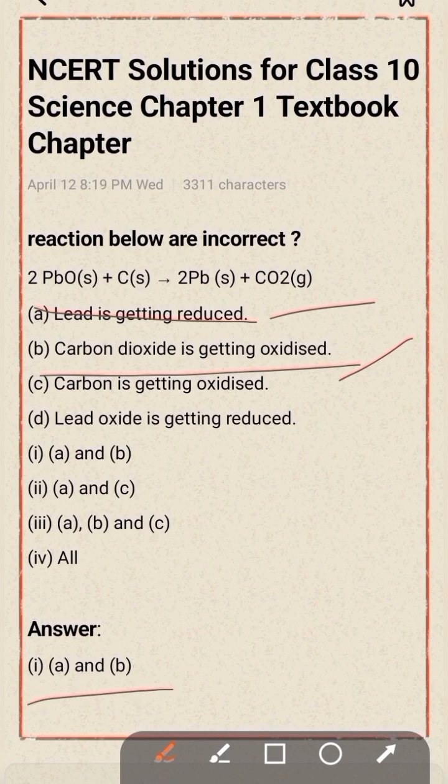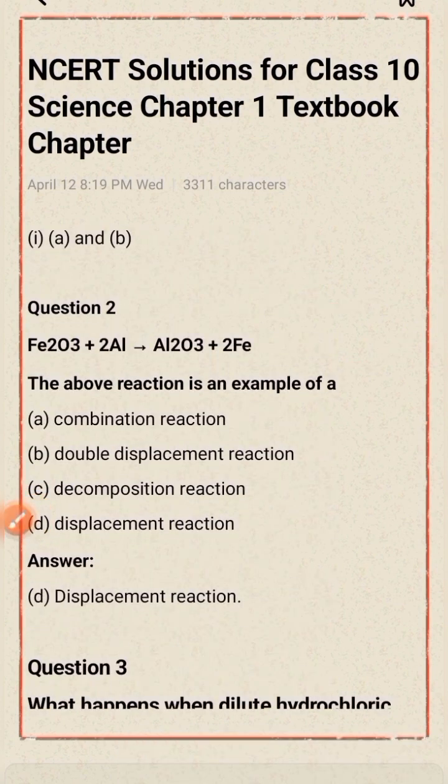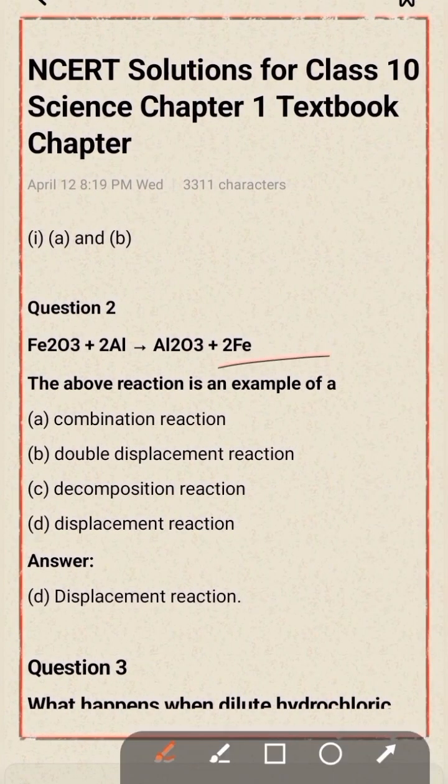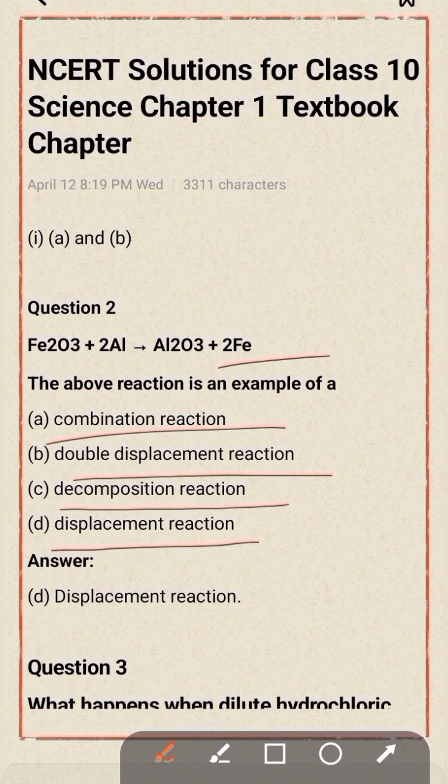Next question, question number 2. Ferric oxide Fe2O3 plus 2Al aluminium form aluminum oxide plus 2Fe iron. The above reaction is an example of a combination reaction, double displacement reaction, decomposition reaction, or displacement reaction. That is a displacement reaction.